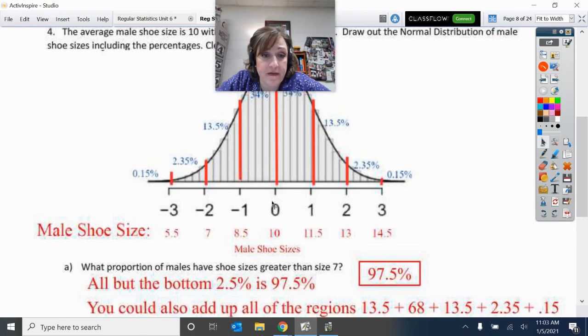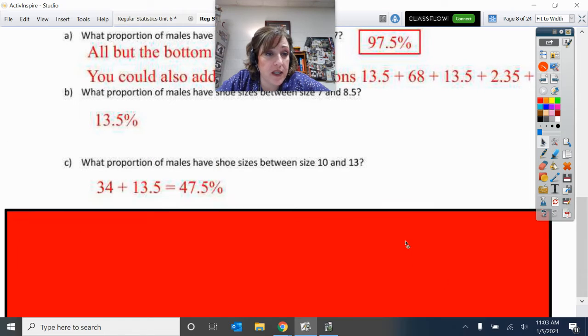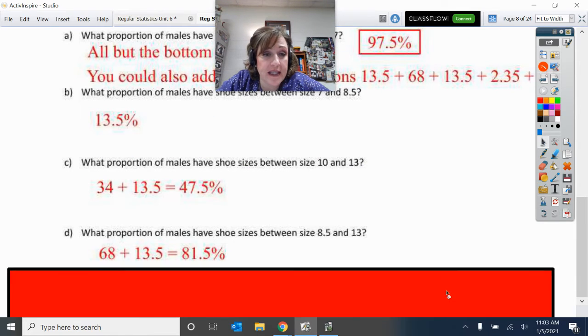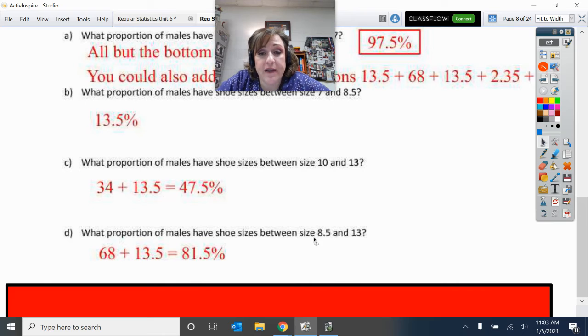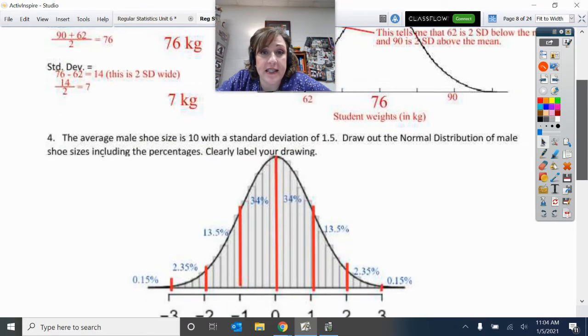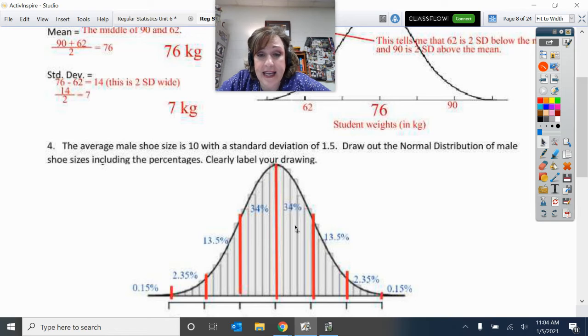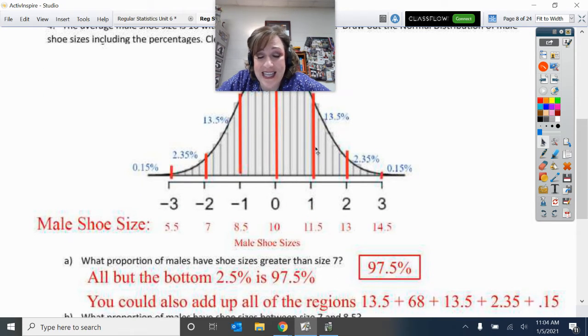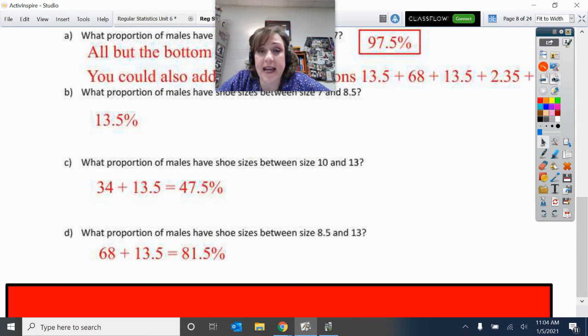Between 7 and 8.5. If you labeled that correctly, that's here. That's that 13.5. The next one, between 10 and 13. So that's from here, from the mean up to 13, two standard deviations above. So that's that 34 plus 13.5. And there's how you get that answer there. And then 8.5 to 13. So that's from here. So I add that 68% up to a size 13. So 68 plus 13.5. And there's how you get your 81.5.